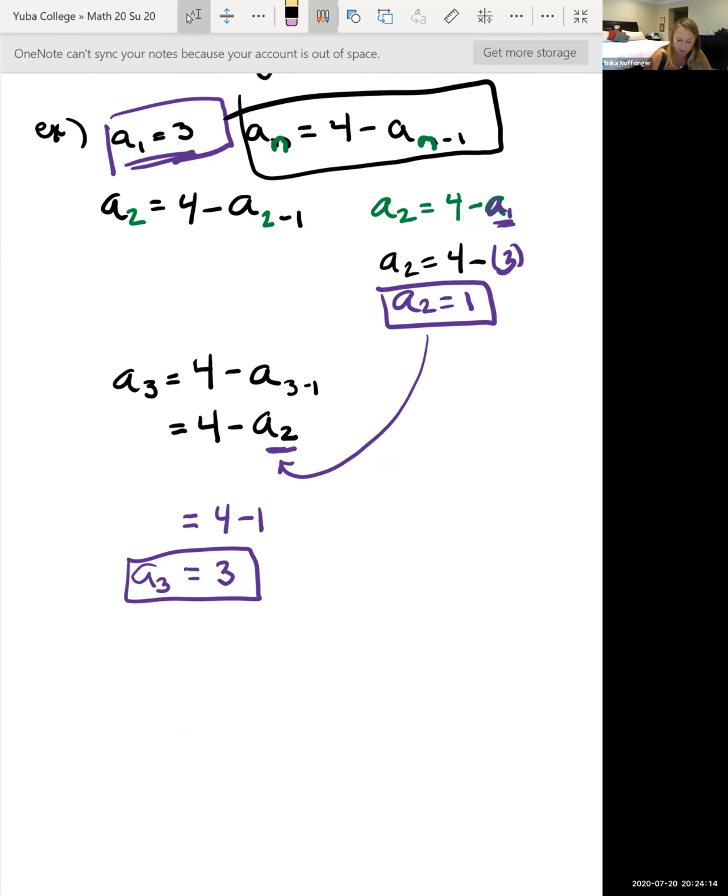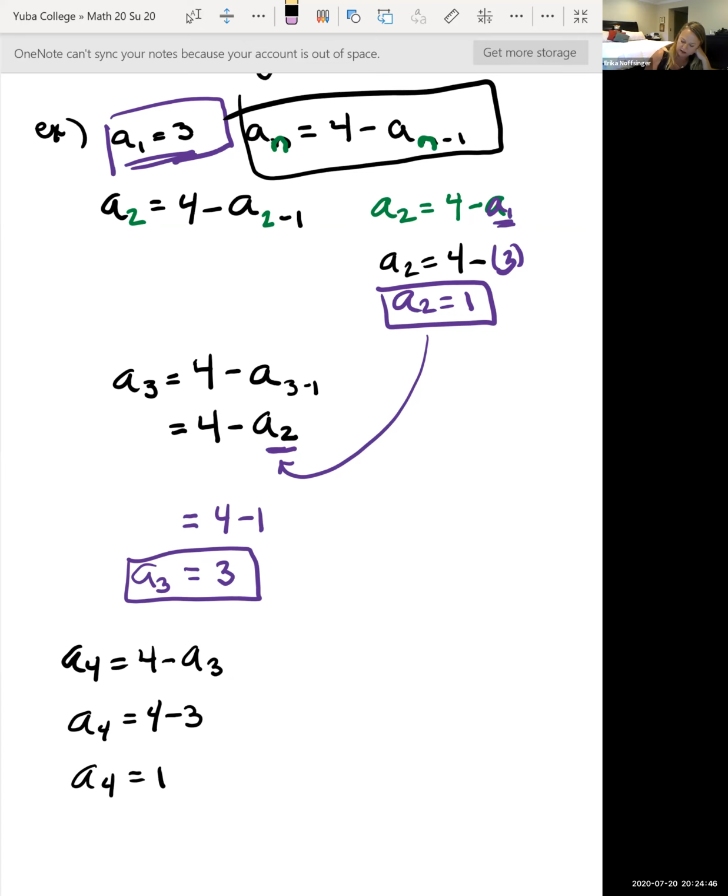So a sub 4 is equal to 4 minus a sub 4 minus 1, but a sub 4 minus 1 is a sub 3. We just found a sub 3, and that was 3. So a sub 4 is equal to 4 minus 3, which is equal to 1.